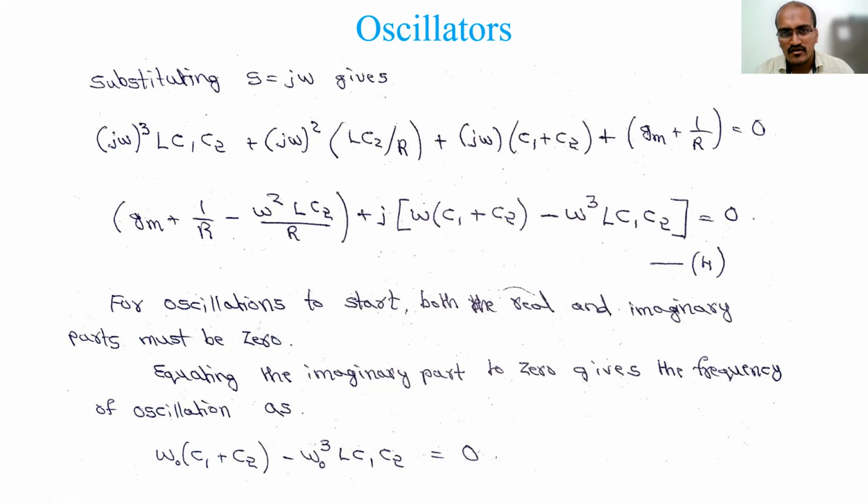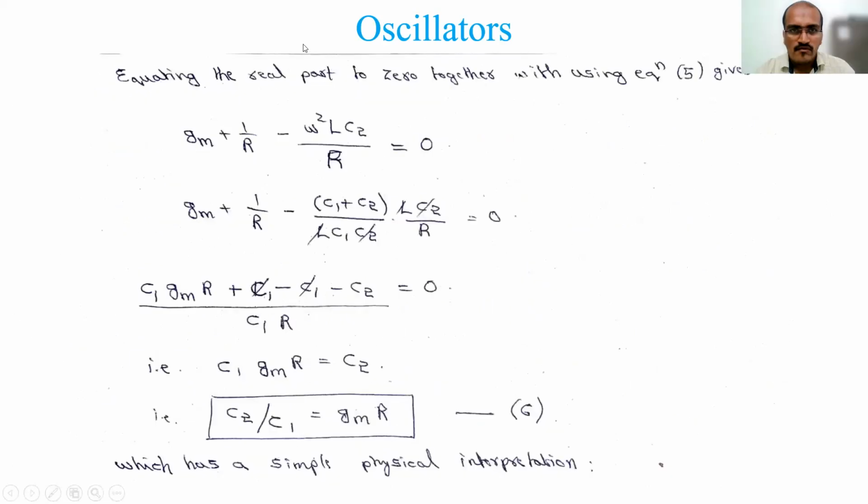It will tell us how much the amplifier gain should be and how much the beta factor should be, so that A into beta gives 1. That part we will continue. Equating the real part to 0 together with using equation 5 gives: the real part was Gm plus 1 by R minus omega square L into C2 by R is equal to 0. I have not given the notes part, so after this session you write yesterday's and today's together.